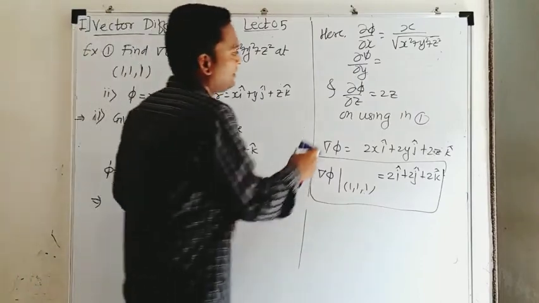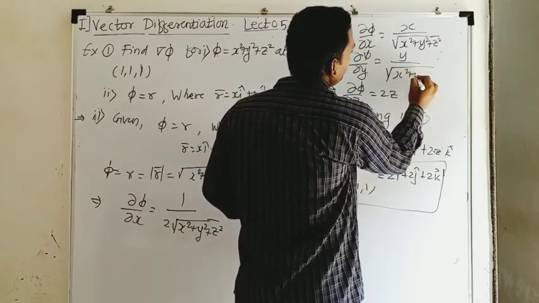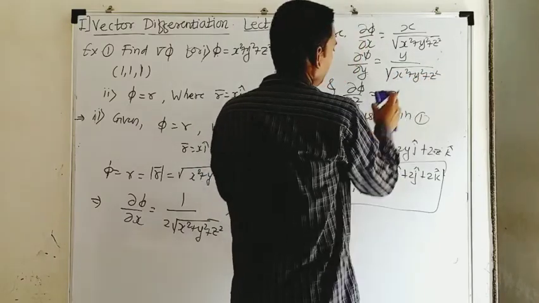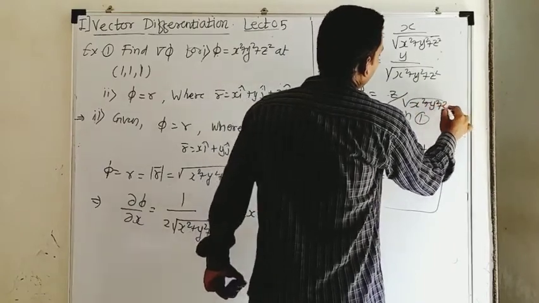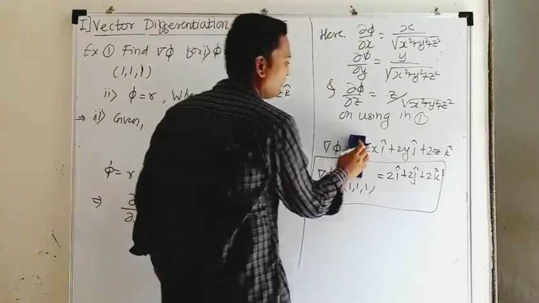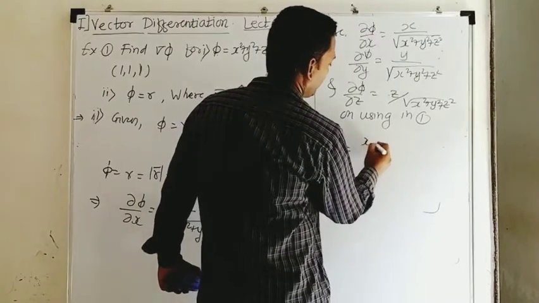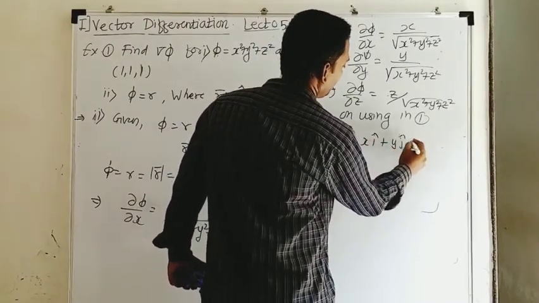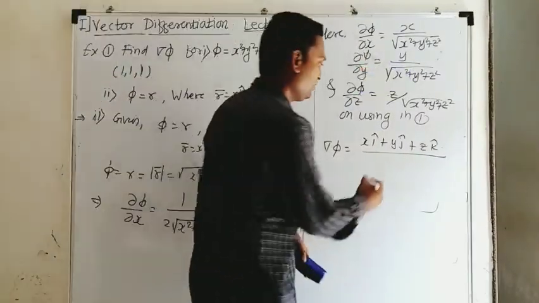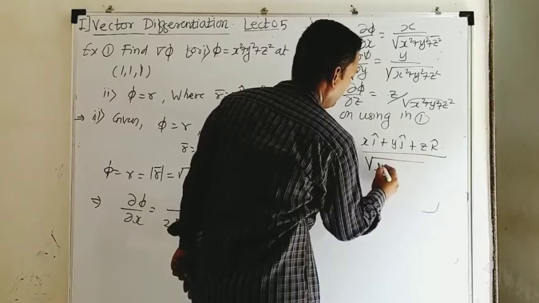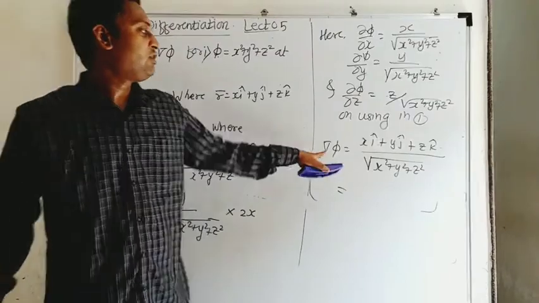Now, in similar fashion you can calculate del phi by del y as y by root of x square plus y square plus z square, and del phi by del z as z by root of x square plus y square plus z square. So on using equation 1, we'll get the value of del phi as xi plus yj plus zk divided by, the root being common for all three derivatives so I write it only once, square root of x square plus y square plus z square. Again, this is the value of del phi in terms of x, y, z.